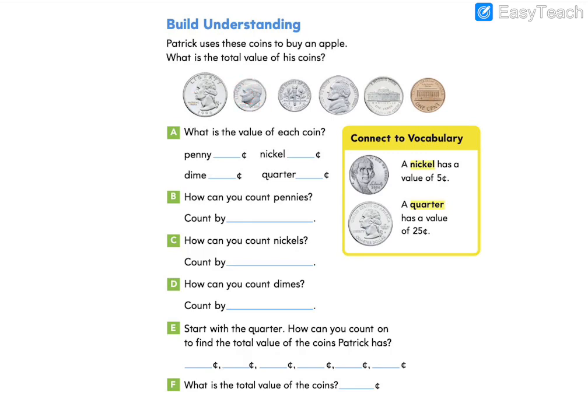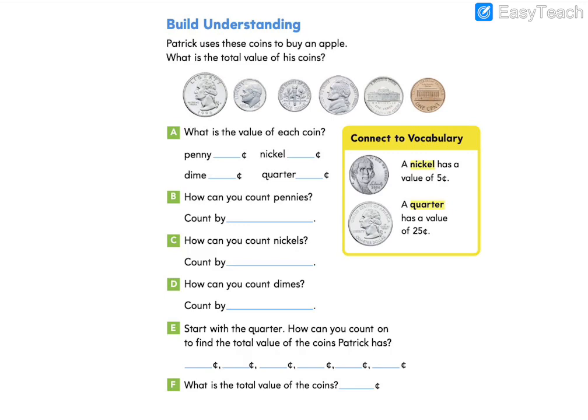Here we have two new coins. We have a nickel, which has a value of 5 cents. There's a couple of different ways that a nickel can look. Here's one of them. Here's the other. And then a quarter, which has a value of 25 cents. Sometimes when you see quarters, they have different pictures on them too. They make quarters for states or for different people.